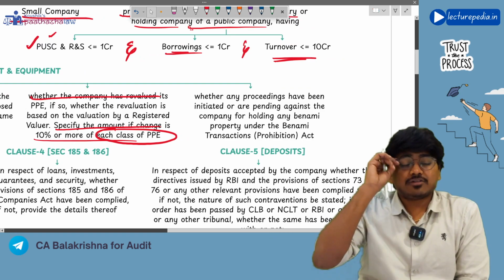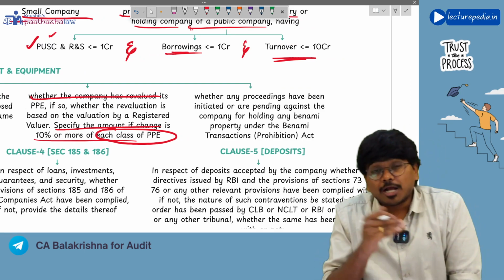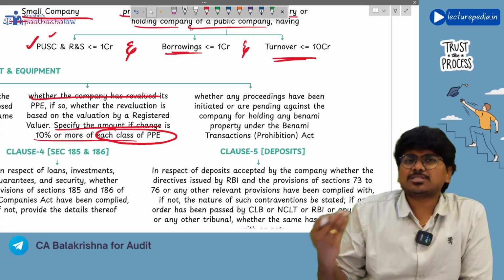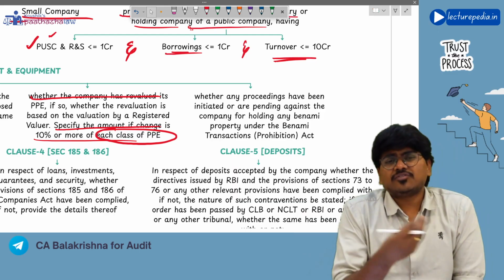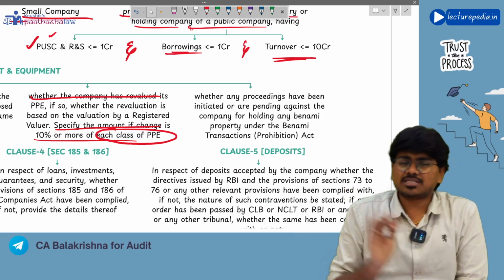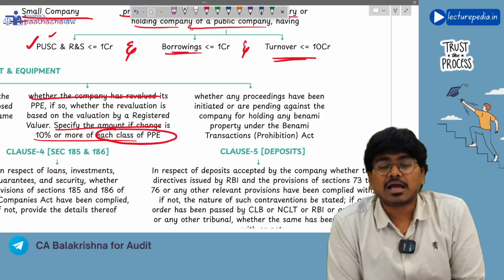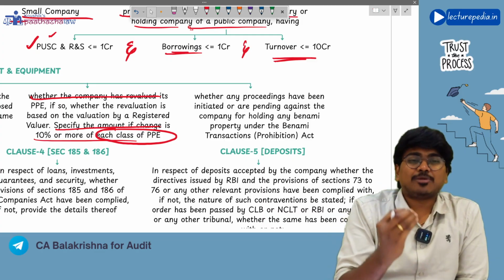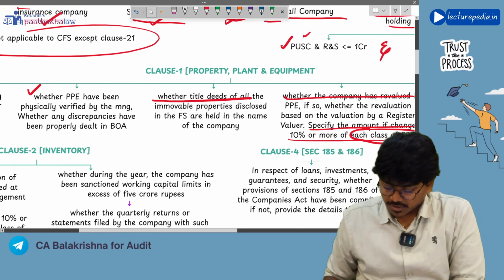Next, the auditor will report whether there are any proceedings that are initiated or pending against the company as per the Prohibition of Benami Property Transaction Act. If there are no proceedings against the company, then auditor will say that no, there are no proceedings against the company as per the Prohibition of Benami Property Transaction Act. Got it? These are the 5 points that the auditor will report as per clause 1 of CARO 2020.